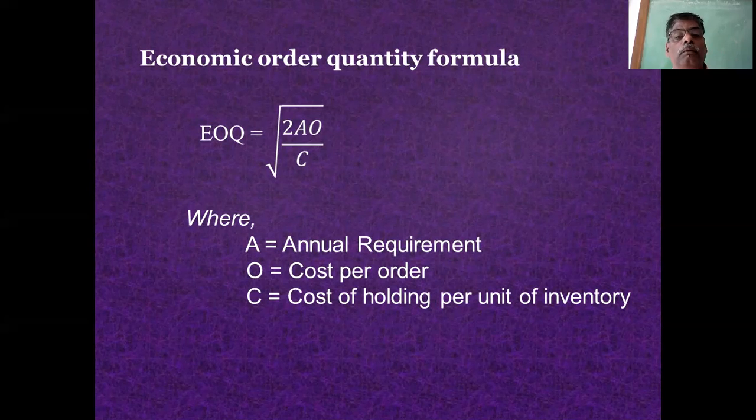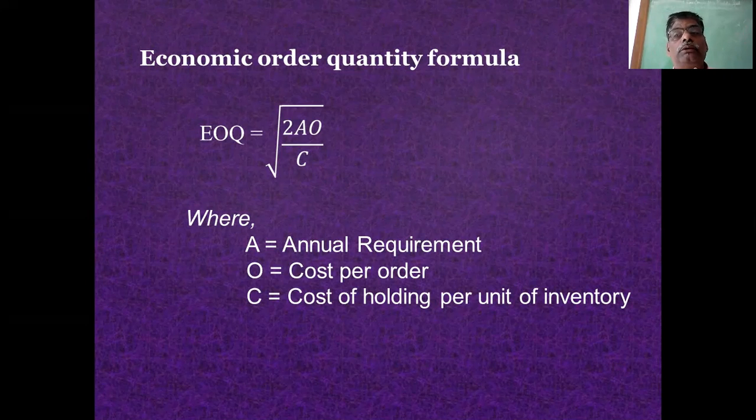Okay. First, you calculate the annual requirement. If the annual requirement is not given in the problem, and the monthly requirement, quarterly requirement, or half-yearly requirement is given, then you have to calculate the annual requirement. Annual requirement is to be taken. Secondly, you have to take the cost of placing one order. And thirdly, you have to calculate carrying cost per unit.